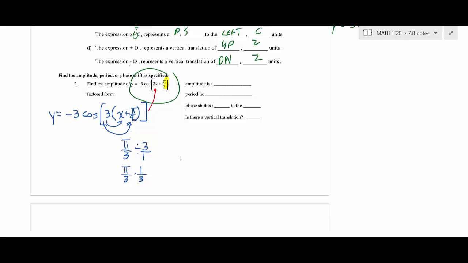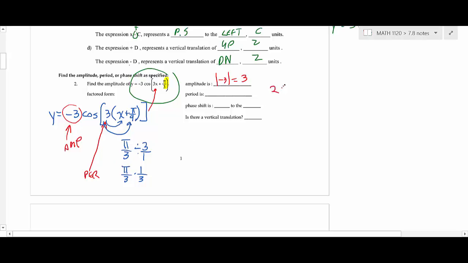So what you want to do now is we just identify everything, okay? So the amplitude comes from that number. And remember, the amplitude's always a positive number, so that's going to be 3, okay? The period comes from that number. Okay, that's the omega number. So what you do on that is you do 2 pi over omega, so that's going to be 2 pi over 3. Okay, so we have that.